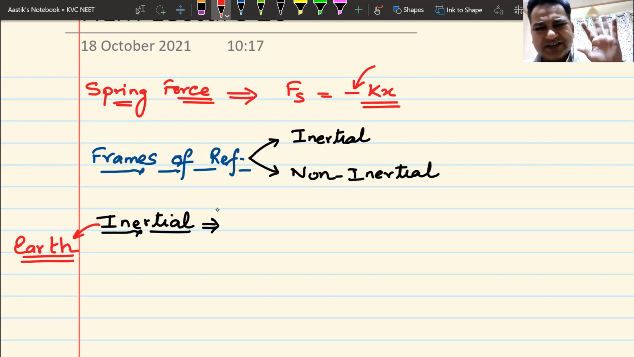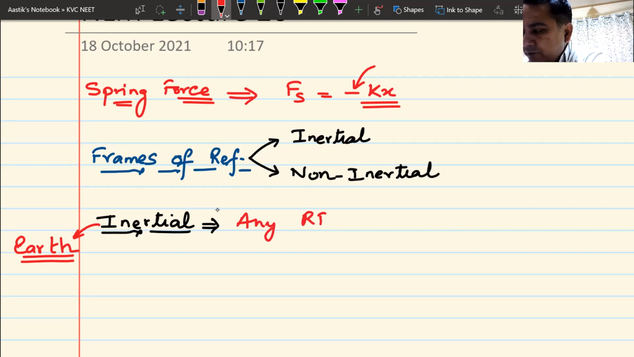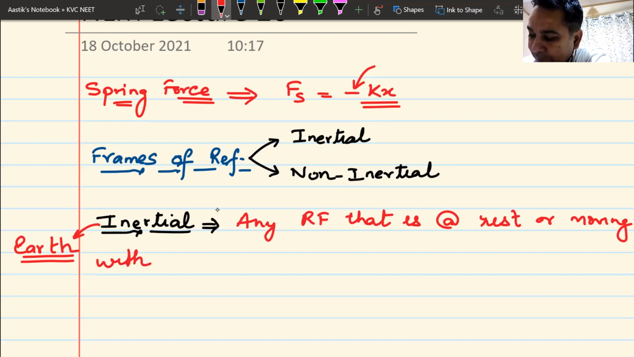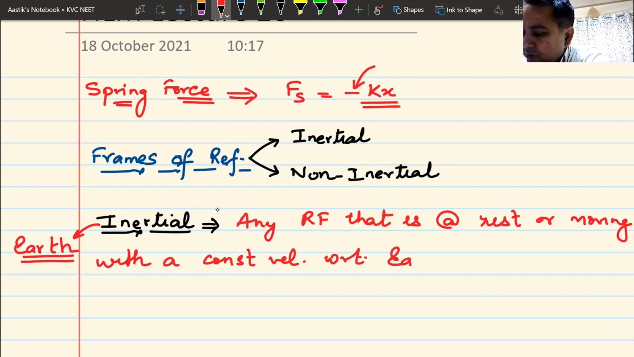But practically it can be taken as an inertial reference frame. Now, if Earth is taken as an inertial reference frame, then we can define other reference frames which are inertial. Any reference frame that is at rest or moving with a constant velocity with respect to Earth. Here we have assumed that Earth is an inertial reference frame.